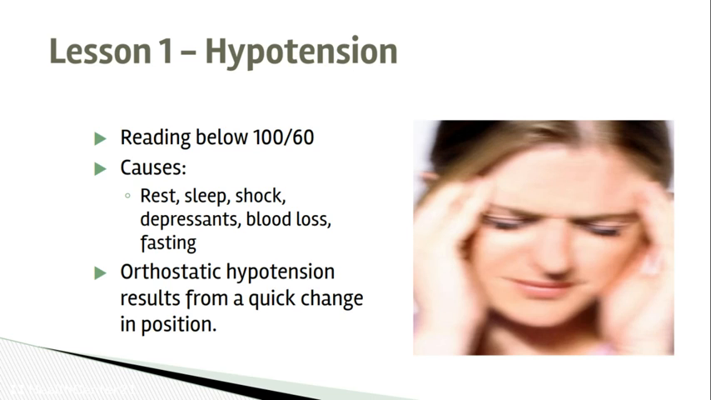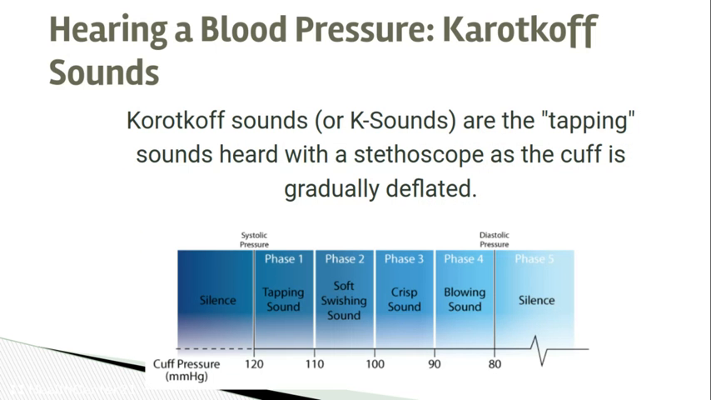Hypotension is the opposite, and so that is when you have a low blood pressure. So a reading that's below 100 over 60. Causes could be, again, rest, sleep, shock, depressants, blood loss, maybe you've been fasting. Sometimes this happens when you quickly change your position. So, for example, if you've ever stood up really fast and you get lightheaded, your blood pressure just tanked for a minute there, and then it kind of figured itself out and went back to normal. I know that's definitely happened to me before.